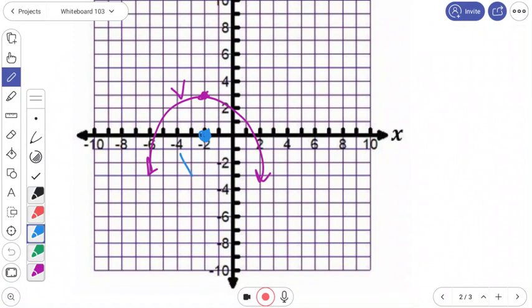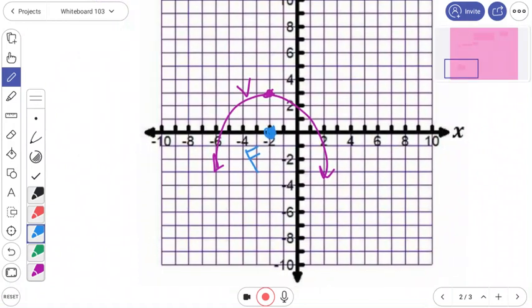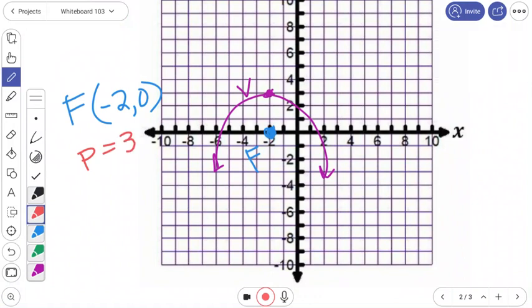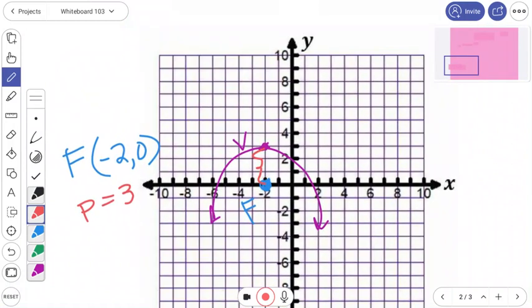So our focus, and you can write this on your paper, our focus is located at -2, 0. Again, because our p-value that was given to us was 3. So if I know that our p-value is 3 and our focus is 3 steps below, that means our directrix is going to be 3 steps above. So start at your vertex and go up 1, 2, 3.